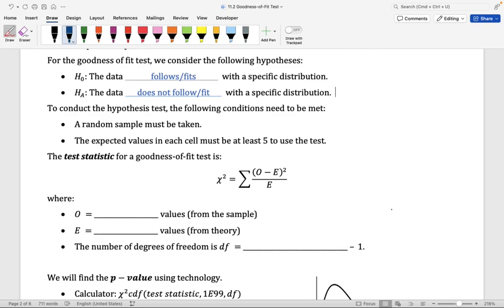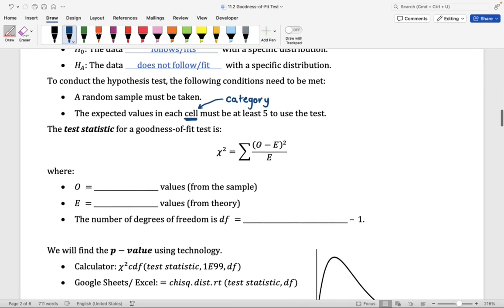Now, to be able to use the distribution for this hypothesis test, we need to have a sample that was randomly selected. And we also need each expected value in each cell to be at least 5. So it can be 5 or more. We need the expected value for each category to be at least 5. Remember, we're working with a qualitative variable, a categorical variable, so we're going to have categories. The expected value for each of those categories has to be at least 5.